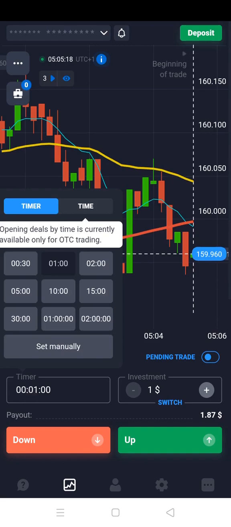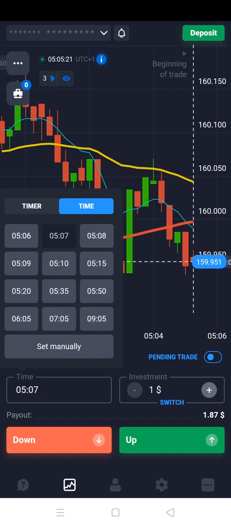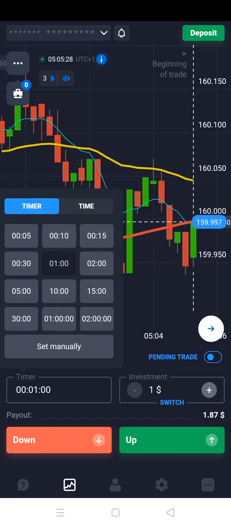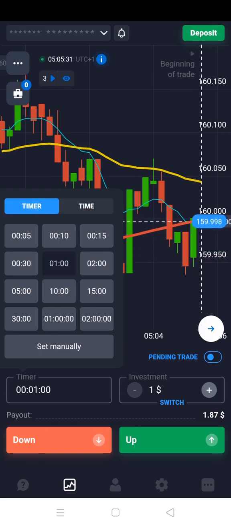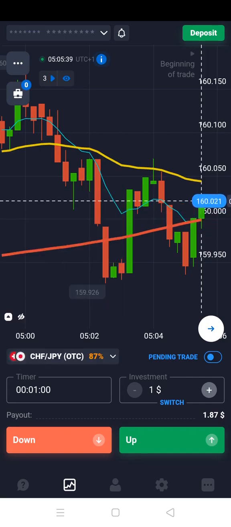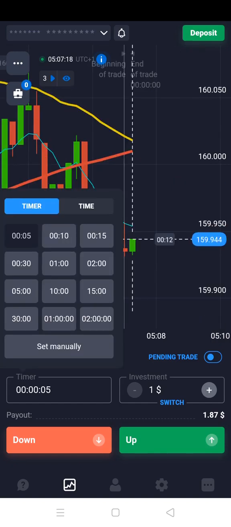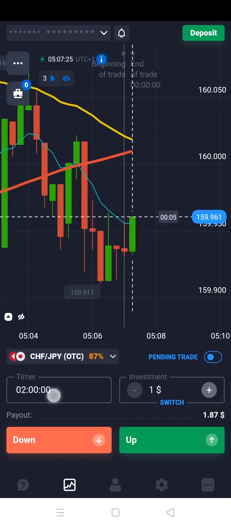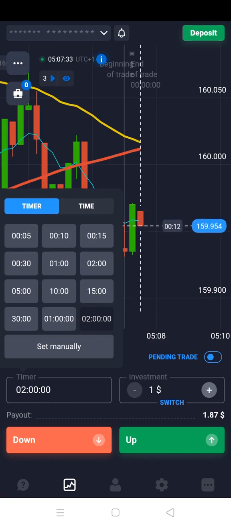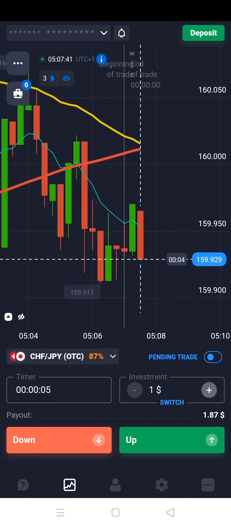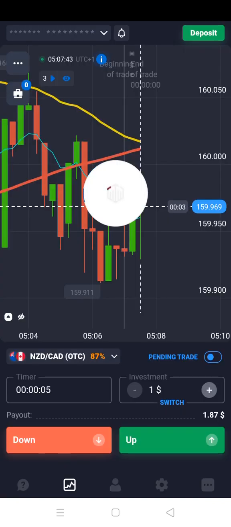Right now, when you come to the timer, you will notice that we have timer and time. The timer is you selecting a specific duration for your trade. You can say, I'm going to select 1 minute because I'll be expecting to win this trade within the space of 1 minute. In the timer section, we have from 5 seconds up to 2 hours. You will notice that the timer only works for OTC markets. We are currently at OTC markets, so it works here.